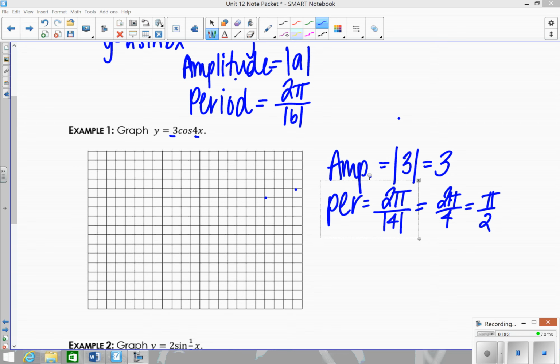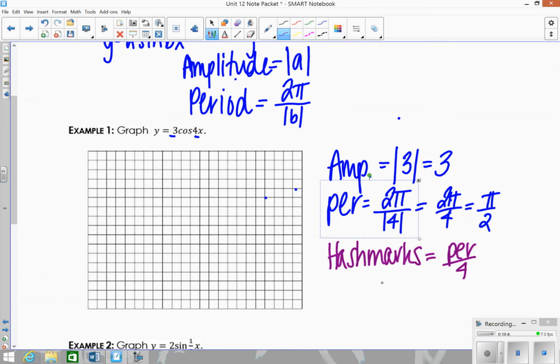So what you always do for this is whatever the period is, you're going to divide that by 4, and that'll tell you what your hash mark should be, or what you should label your hash marks, because we always have to figure out those important points. So the formula for this is always just going to be take the period and divide it by 4, because there's 4 key points for both of these.